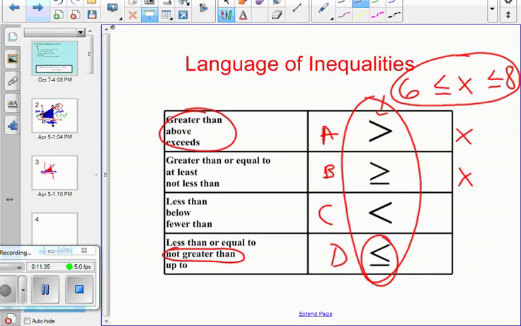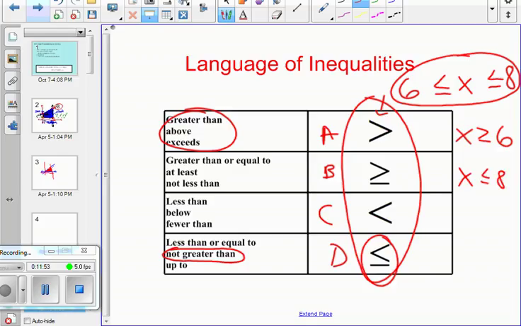Yes, sir. Greater than or equal to. Notice he switched the sign because we switched them around. The 6 used to be first. Now the 6 is last, so we switched the sign around. Very nice. And the other one? Yes, sir. X is less than or equal to 8. Less than or equal to 8.